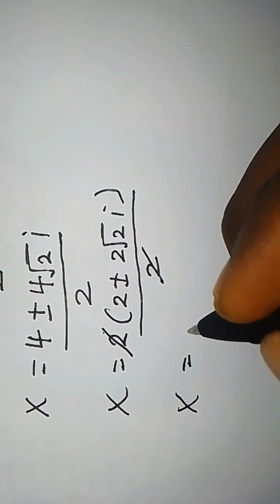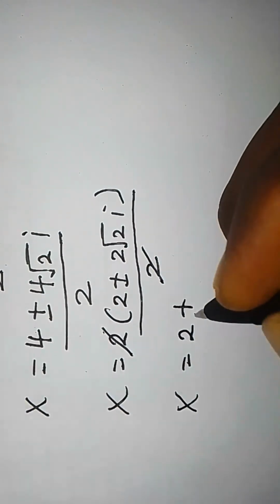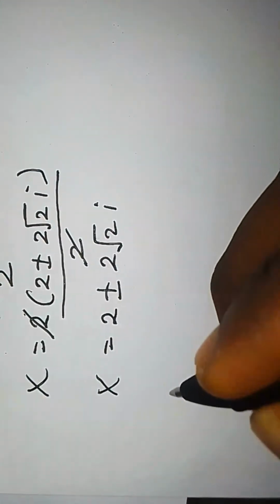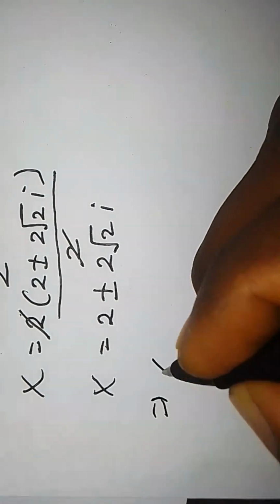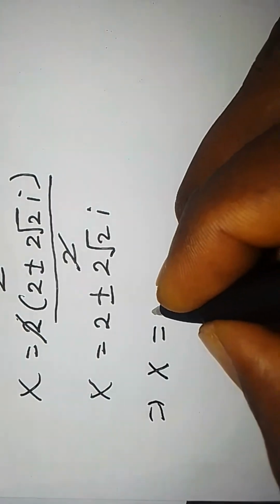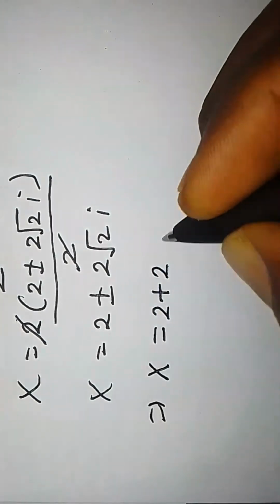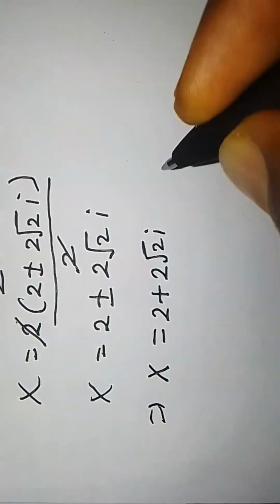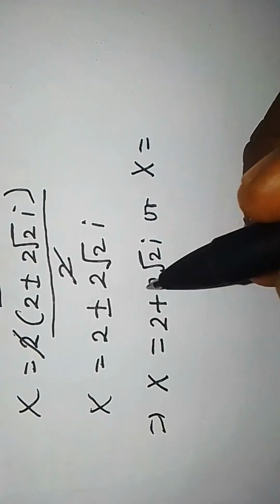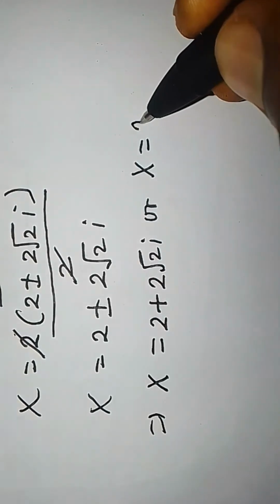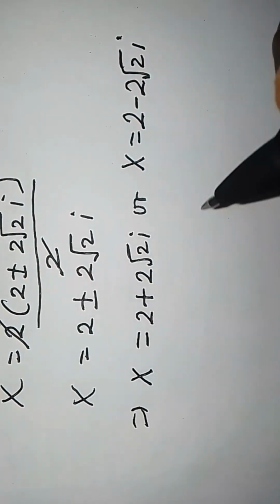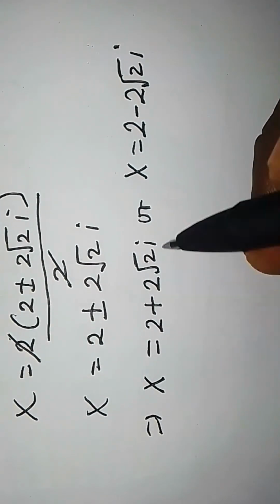We are left with 2 plus or minus 2 root 2i. This implies that x is equal to, considering the positive sign, 2 plus 2 root 2i, or x equal to, considering the negative sign now, 2 minus 2 root 2i. These are another set of solutions, but they are complex.